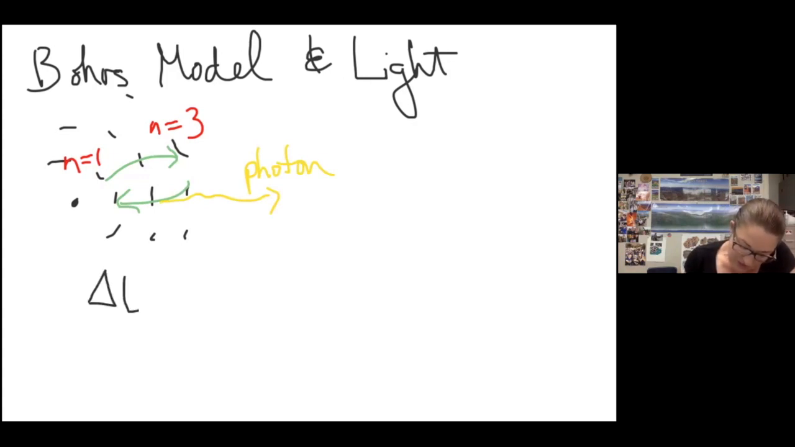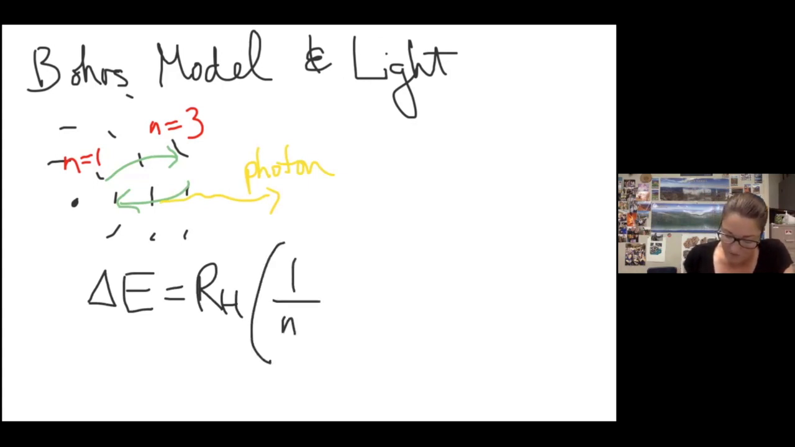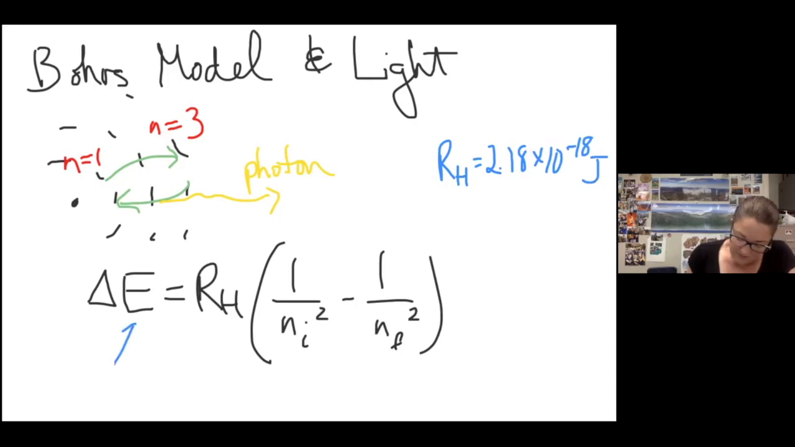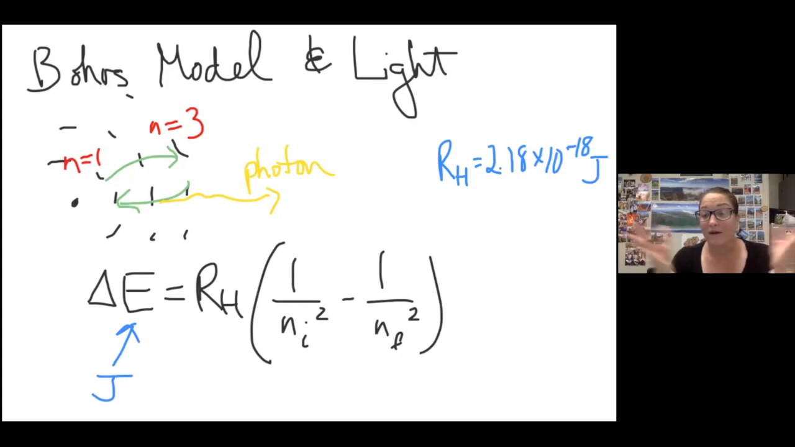And the equation that you use to do that is this. The change in energy equals Rydberg's constant times 1 over the initial shell squared minus 1 over the final shell squared. You're going to need to know the value for Rydberg's constant in order to do this. The value for Rydberg's constant is 2.18 times 10 to the negative 18th joules. So this value comes out in joules, the amount of energy that it takes for one electron to do this, or joules per photon.